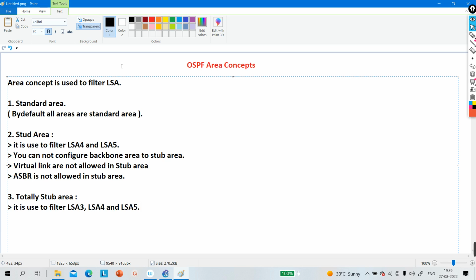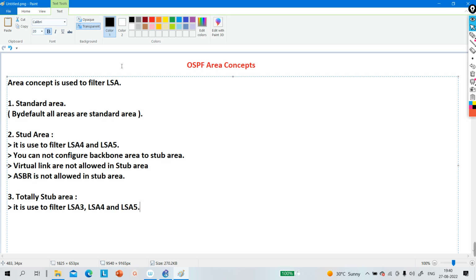Stub area will also reduce the database by filtering LSA 4 and LSA 5, but totally stub area will filter LSA 3 also, along with LSA 4 and LSA 5. So it will reduce the database size more than stub area. Apart from this point, there is no difference between stub area and totally stub area. In the same way, in totally stub area, ASBR routers are not allowed, virtual links are not allowed, and backbone area is not allowed, right?